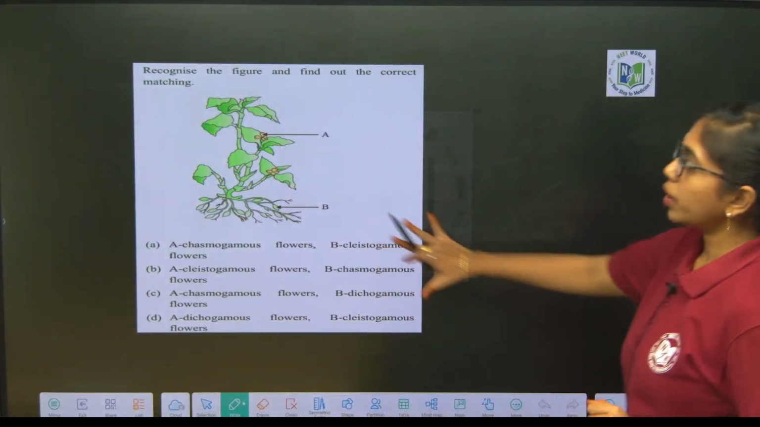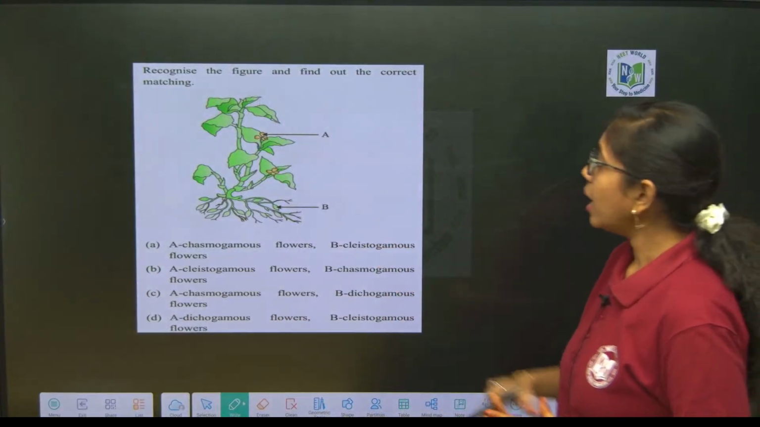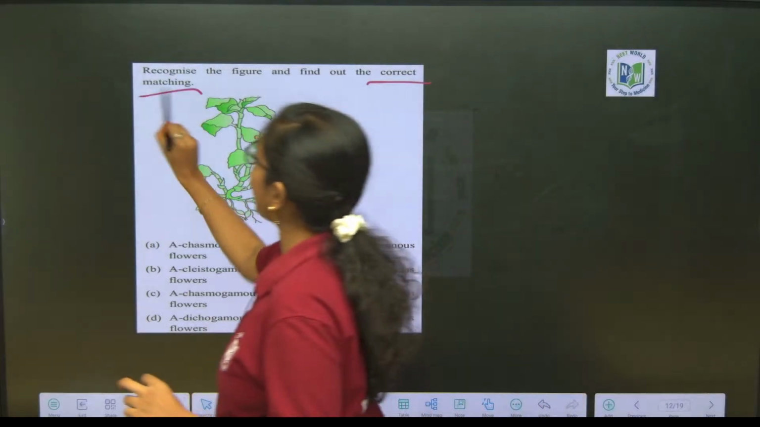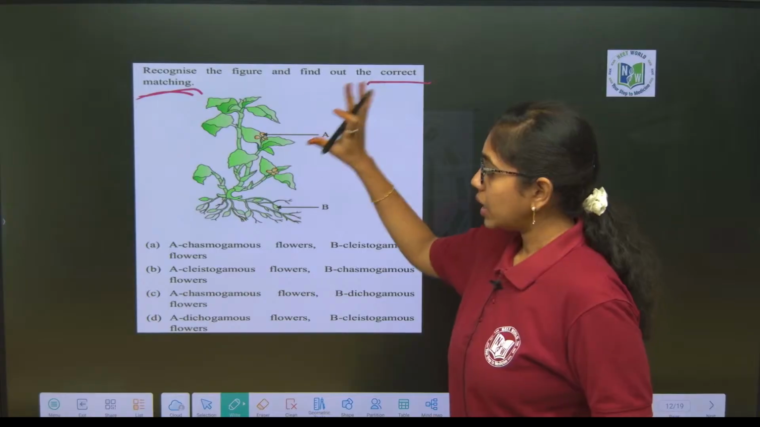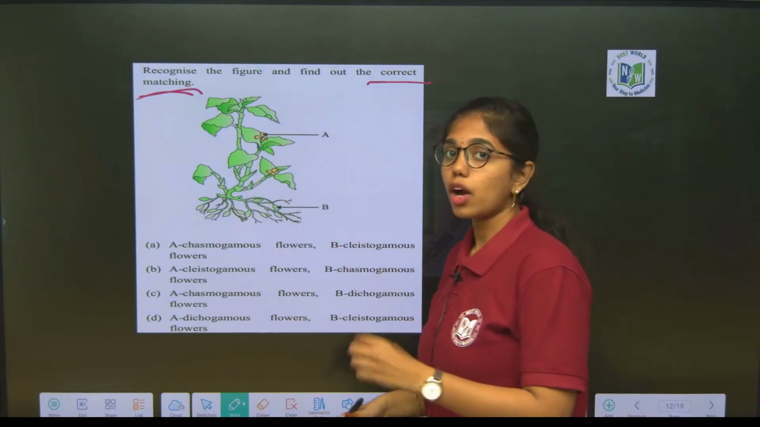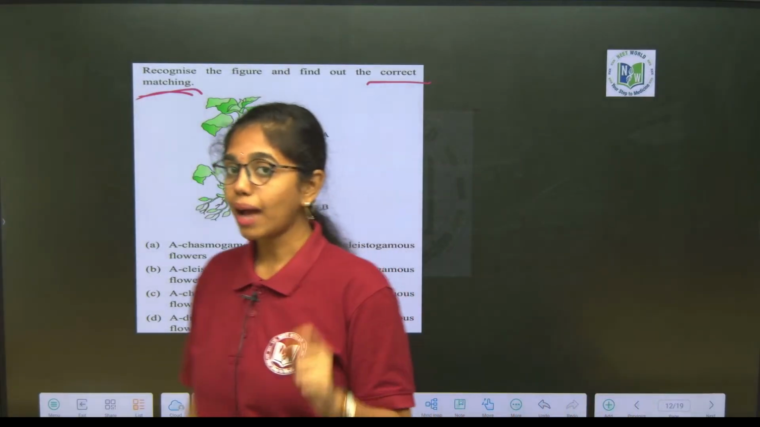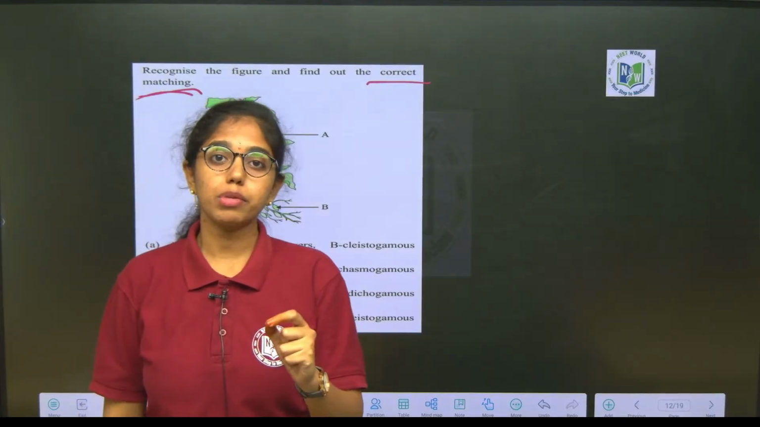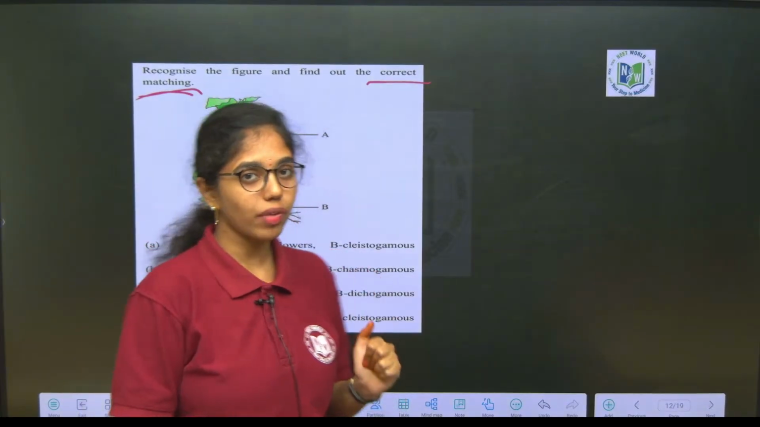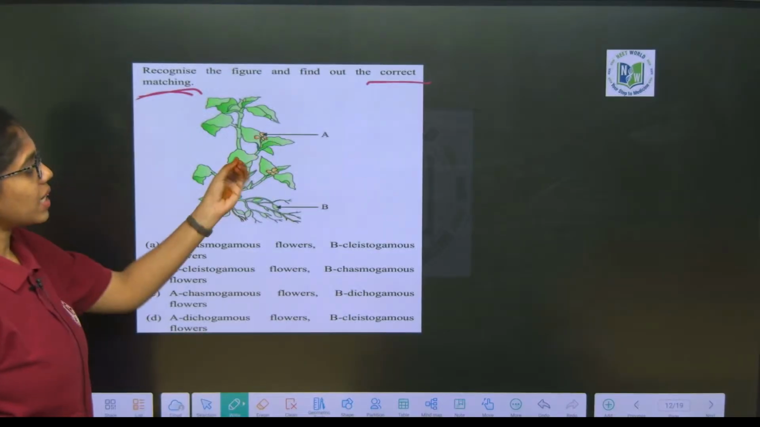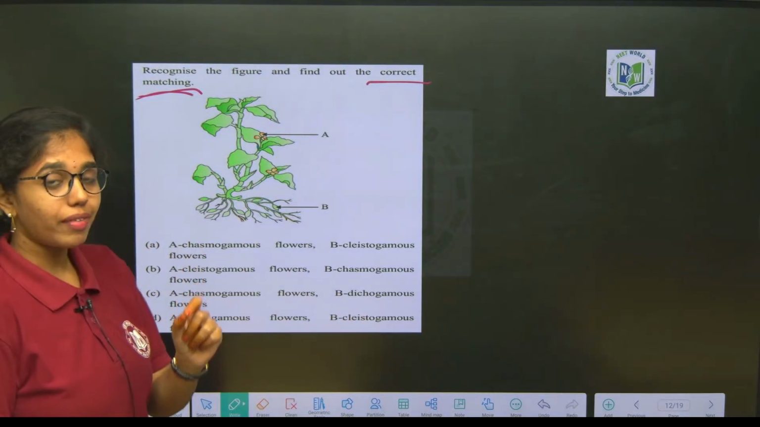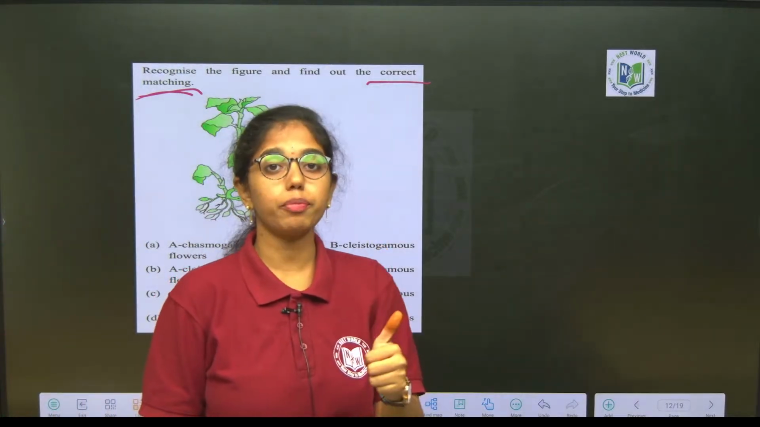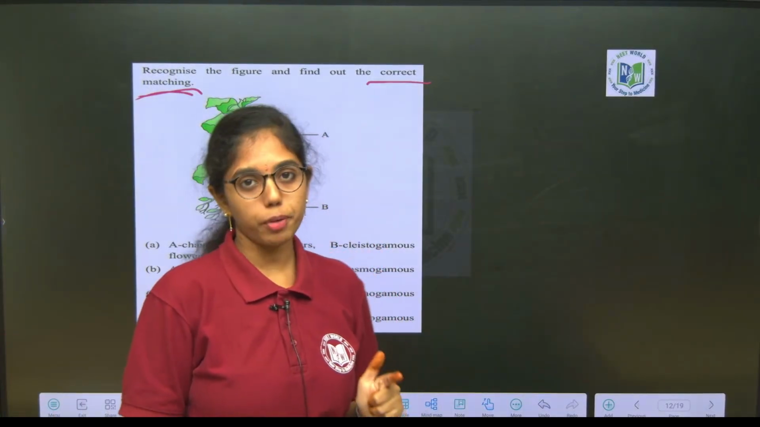Next question you look into, recognize the figure and find out the correct matching. So, here these are plants like viola, common pansy, wherein you can observe both cleistogamous flowers and chasmogamous flowers. Chasmogamous flowers are the opened flowers. Both of them are bisexual only.